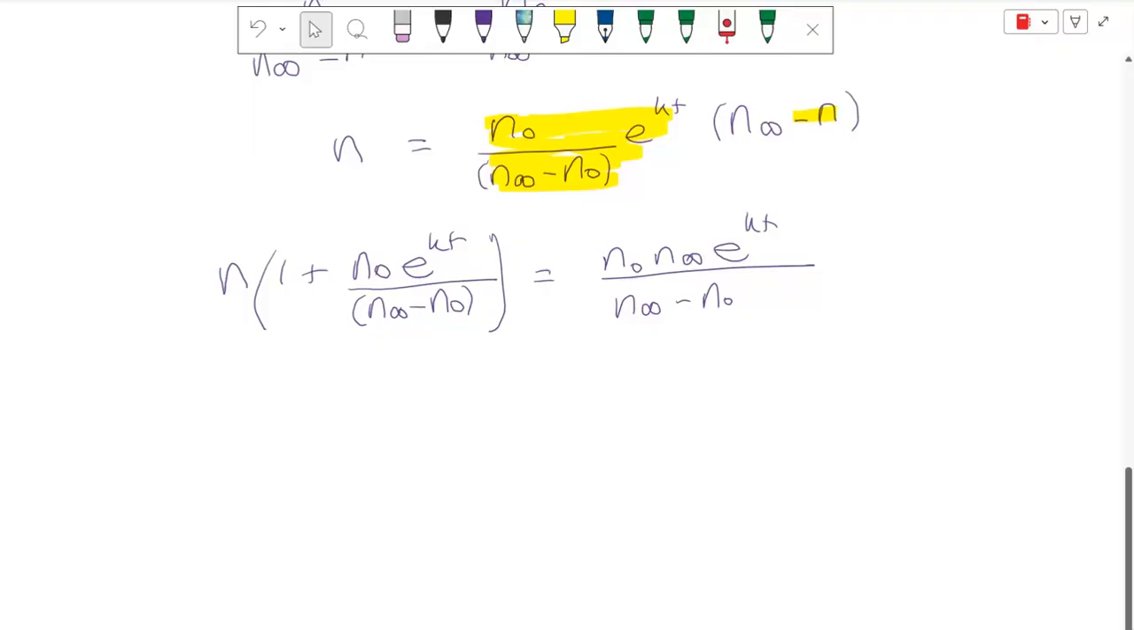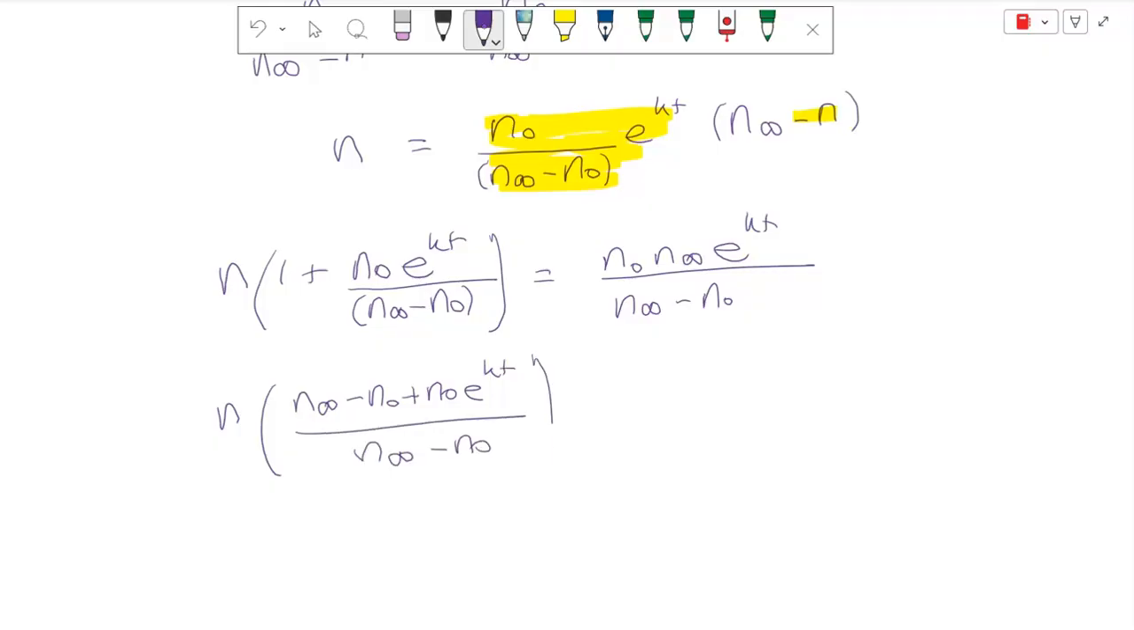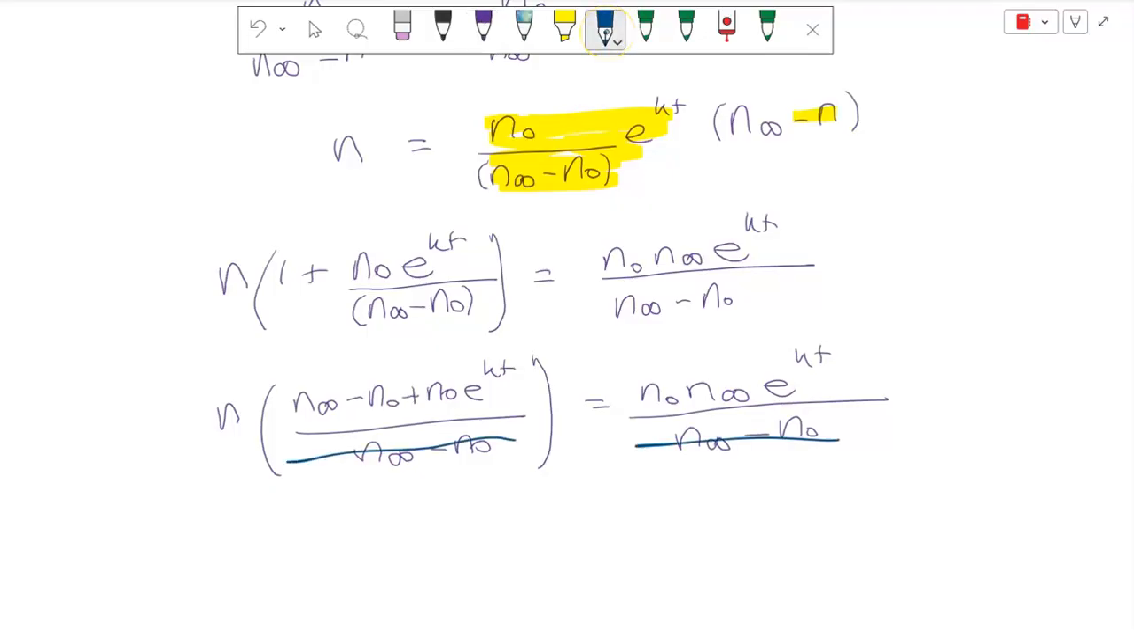Now it's still a bit ick, so I'm going to clean up this side and get a single fraction, N infinity minus N naught plus N naught e to the kt over N infinity minus N naught. This is a very boring video, sorry, but there you go. The week before the exam, so hopefully you don't care. Now I've got a common denominator. I'm going to times both sides through by this, and that's going to give me an expression for N.